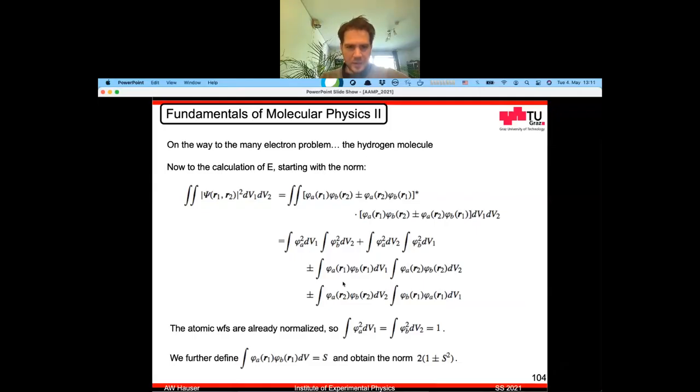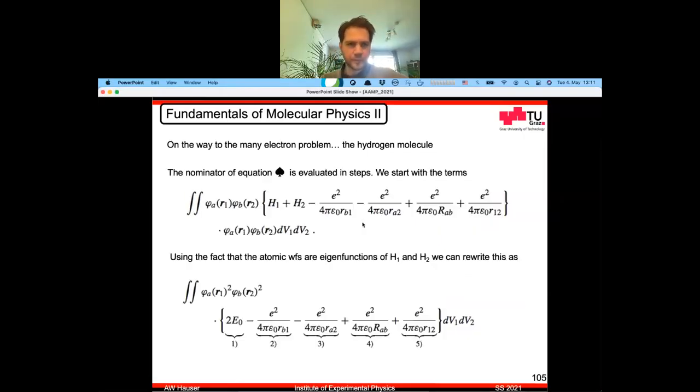And so in total, we obtain for the normalization of our 2-electron wave function 2 times (1 plus/minus S squared). The plus/minus stems from the fact that we're doing this at the same time for the symmetric as well as for the antisymmetric spatial 2-electron wave function. Okay, so this is the calculation of the norm.